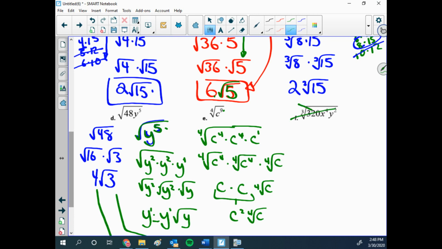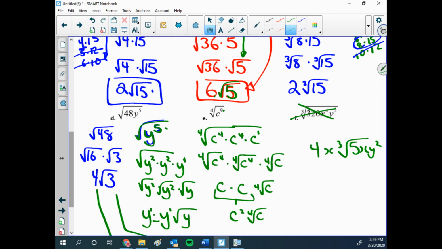I'm going to ignore that one. But the answer, if you're curious, is 4x cubed 5xy squared. And there's written notes on how to solve that in my note package.